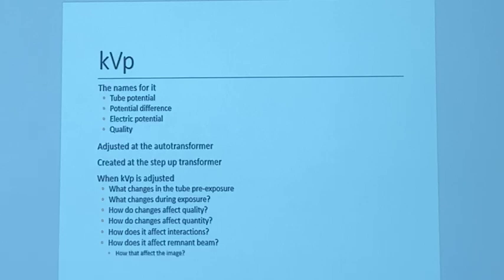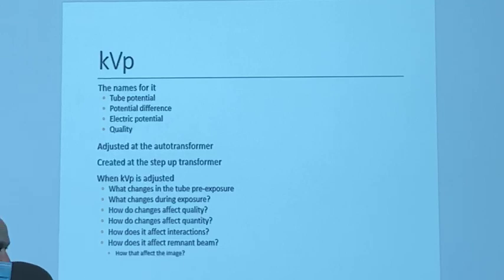So how does it affect interactions? All interactions go down with the increase in KVP, but the photoelectric go down faster than the brems. So how does it affect the remnant beam? Again, exponentially increases in the remnant beam if we increase KVP.